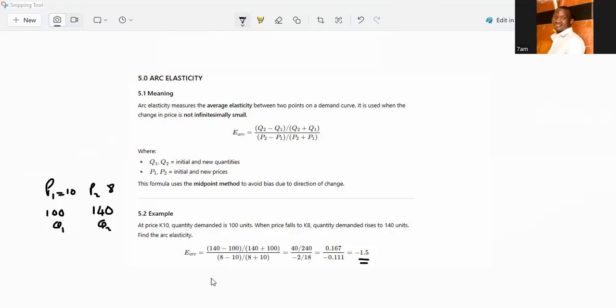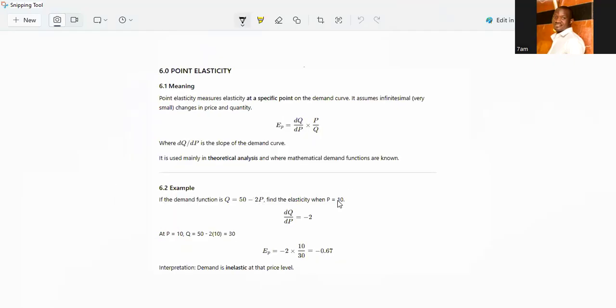Then we've talked about point elasticity of demand, which we calculate at a particular point. If you're given Q equals 50 minus 2P, when price is 10, so when you put 10 there, what is our Q? 10 times 2, which is 20. So 50 minus 20 is 30.